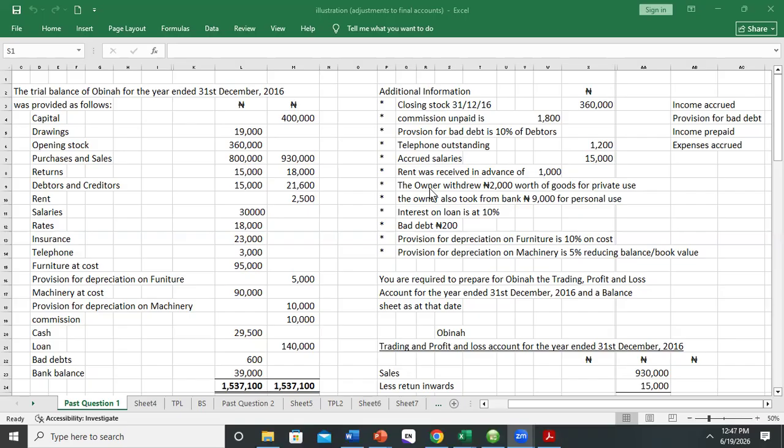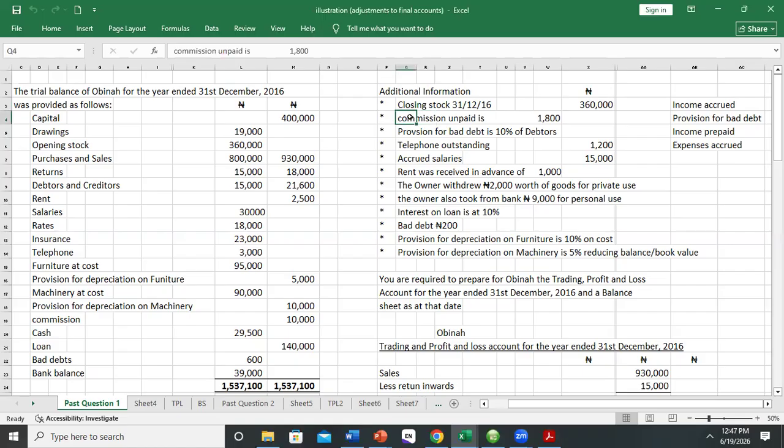Then you see here, the owner took 2,000 worth of goods for private use. And that's what we just discussed, when the owner takes goods for private use. And then again, the owner took 9,000 from the bank for personal use. So the owner has gone to the bank account to withdraw something for personal use. Now let's see how this will be adjusted.